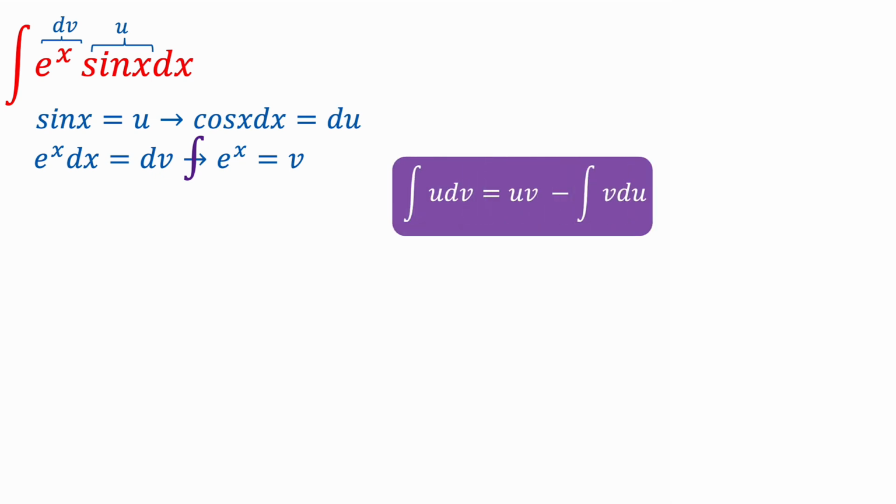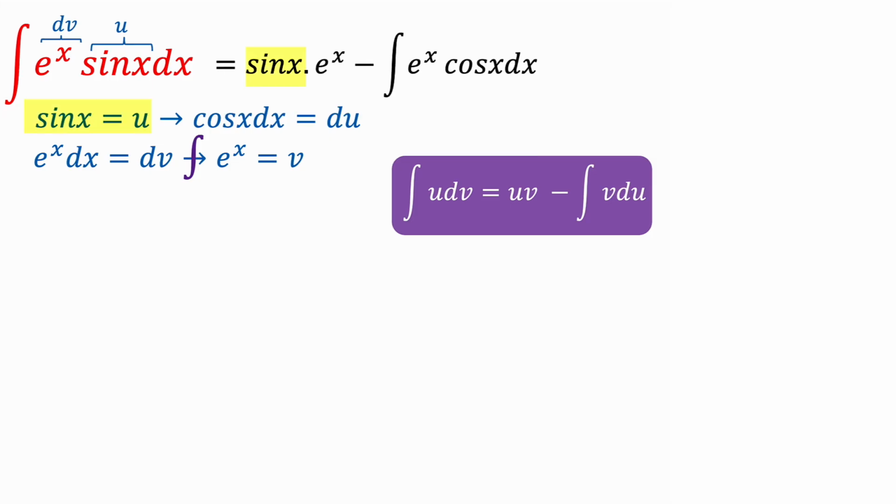So what has happened with this problem up to this point? The integral of e to the power of x times sine x dx became uv. That means sine x times e to the power of x minus the integral of v times du. That became e to the power of x cosine x dx. This right here is yet another integration by parts problem, and we will proceed to calculate this specific one using the integration by parts method.